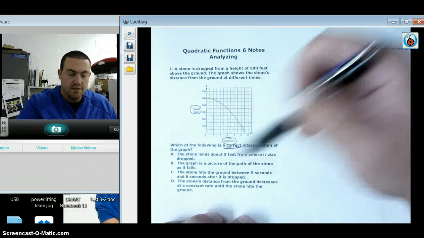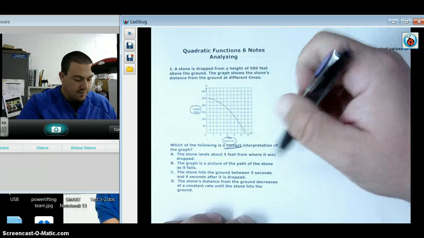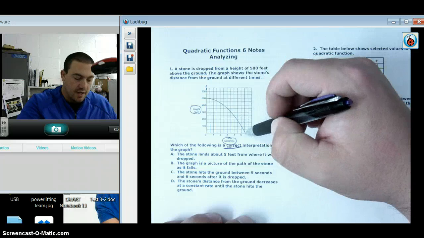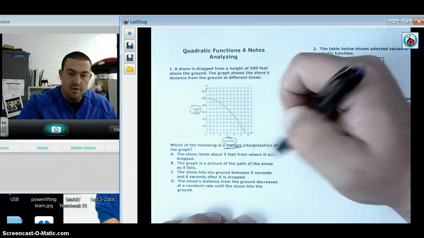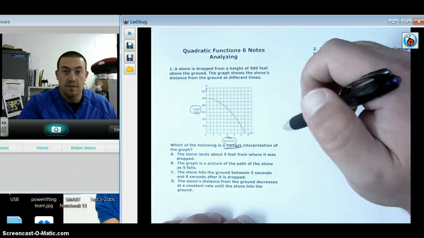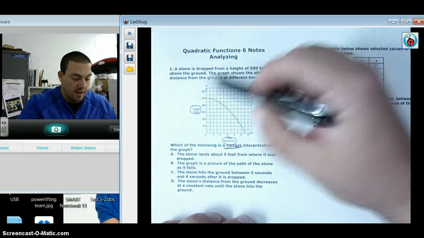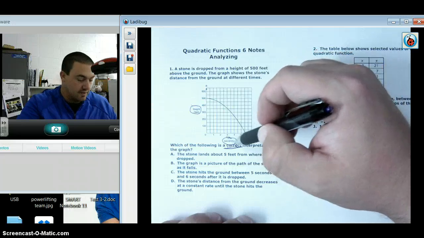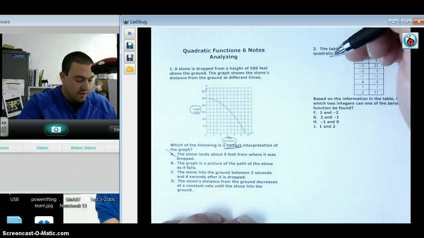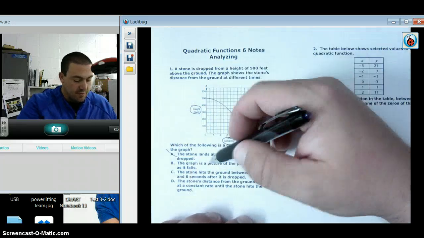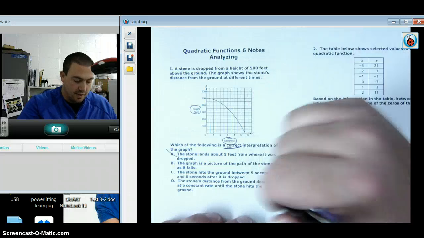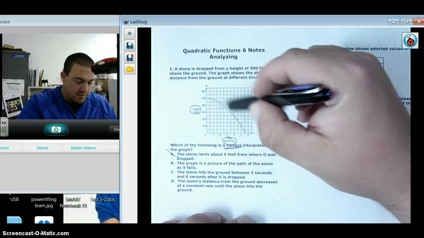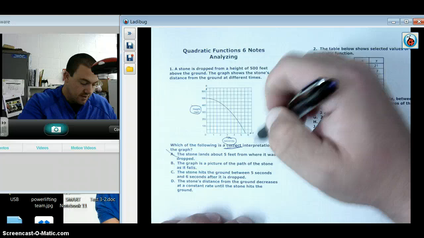Letter A says that the stone lands about 5 feet from where it was dropped. Well, remember that this is the path of the quadratic. It is not the path of the stone itself. If I were to drop a stone, it just falls straight down. It doesn't take this path over 5 feet. And in fact, this 5 right here is not even feet. It's time in seconds. So be sure that you understand what we're looking at on the graph. The graph is a picture of the path of the stone as it falls. If I drop a stone from this point, it's going to drop straight down. This is not the path of the stone. This is the path of the quadratic.